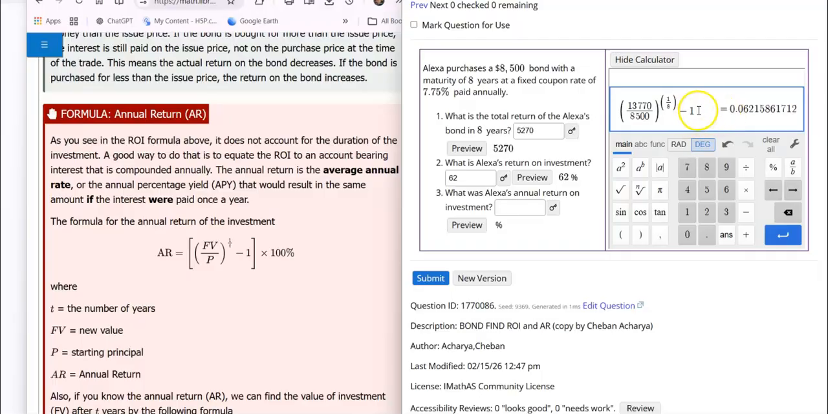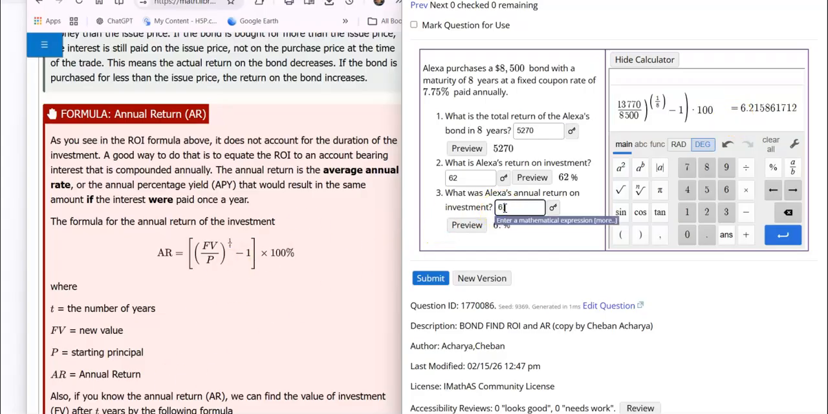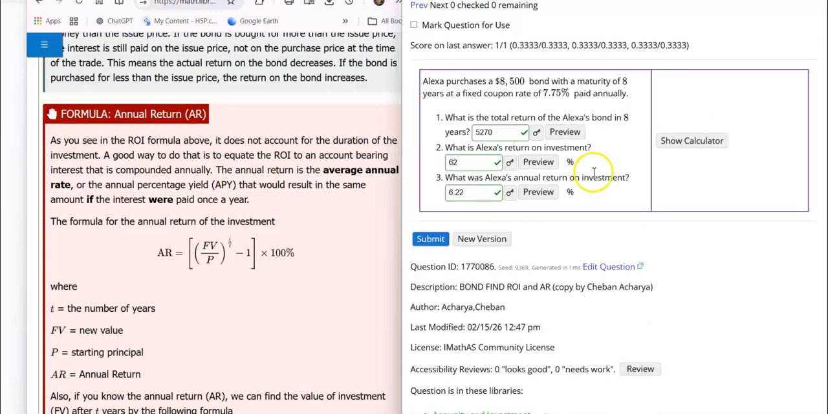And again, you multiply everything by 100, or just move the decimal 2 units to the right, then 6.22%. You can put everything in parentheses and multiply by 100, or move the decimal 2 units to the right. So we get 6.22. The percent sign is already in the back, so it should be fine. Submit. That's how you do it. Okay, I think this helps. Thank you for watching. Bye.